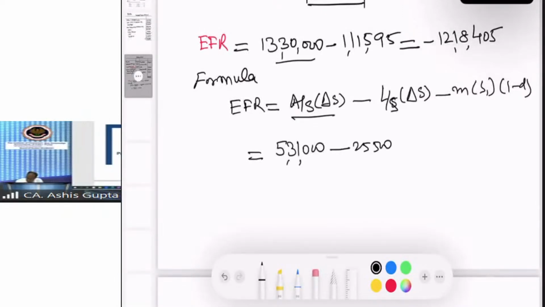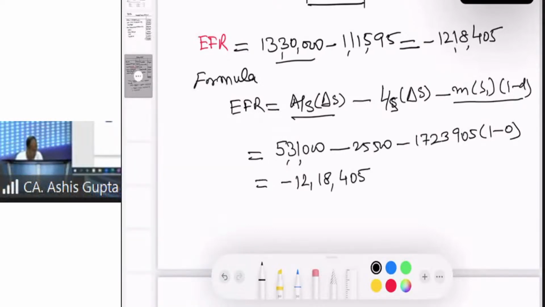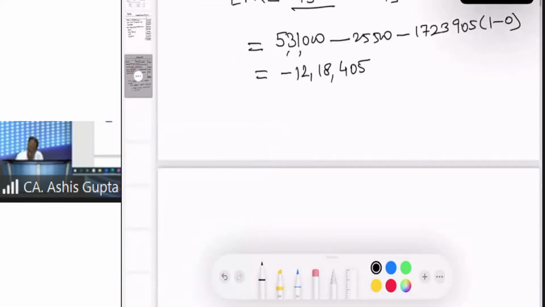Straightforward. I am taking the profit from here since dividend is 0. Accordingly, our answer is, okay, so external funding requirement is existing debt.